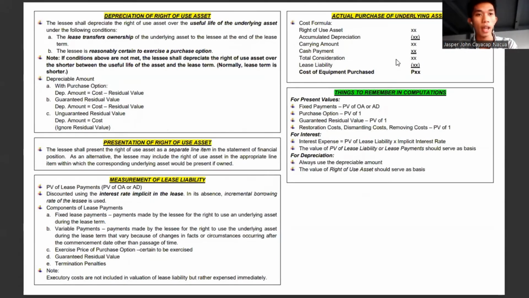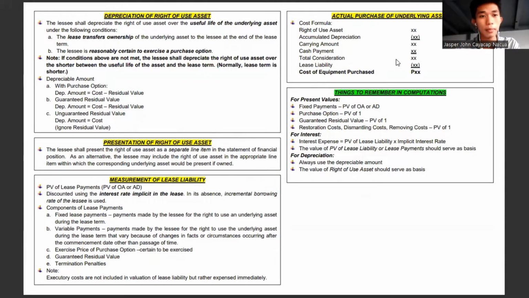For depreciation of RUA, the RUA is depreciated using the useful life of the asset if the lease transfers ownership and it is reasonably certain that the lessee will exercise a purchase option. If the conditions above are not met, then normally the lease term is used.